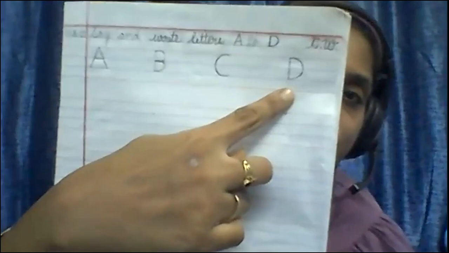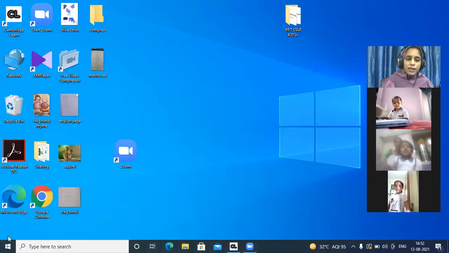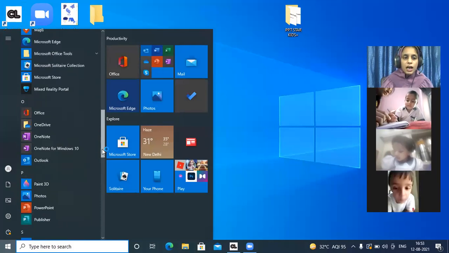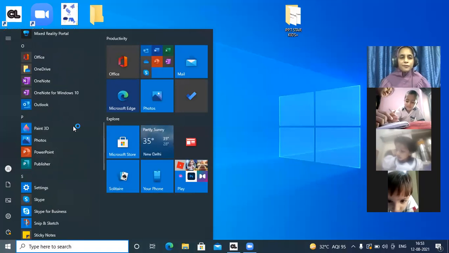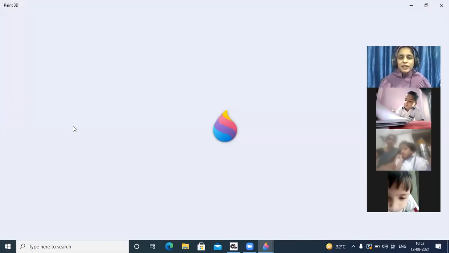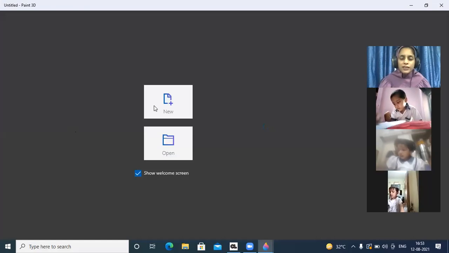Ye jo letters humne pehle kar rakhe hain. So in your copy, we are going to write letter A, B, C and D. Okay. All right, so I'm sharing the screen with you. So kids, you all know how to write letter A to D, hena? We had completed in our class. So today we are going to write letter A to D. Chalo, first of all, we'll see how to write it. Chalo, be ready with your copy. Let it open, then I'll show you how to write letter A to D. We'll revise how to write. Theek hai?